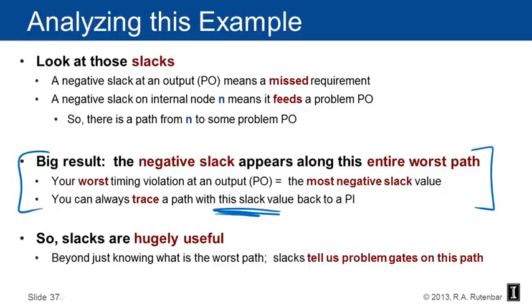So slacks are very important. But beyond just knowing what is the worst case path, slacks tell us the problem gates on the path, right? Remember, positive slack means you have margin. You can make the gate slower, you can make it have less power, maybe less silicon area, it's a good thing. Negative slacks tell you you have a problem, something's got to go faster. And a bigger negative slack tells you something's got to go a lot faster. You're going to have to put some more energy in, make something go faster. So slacks are extremely, extremely useful.